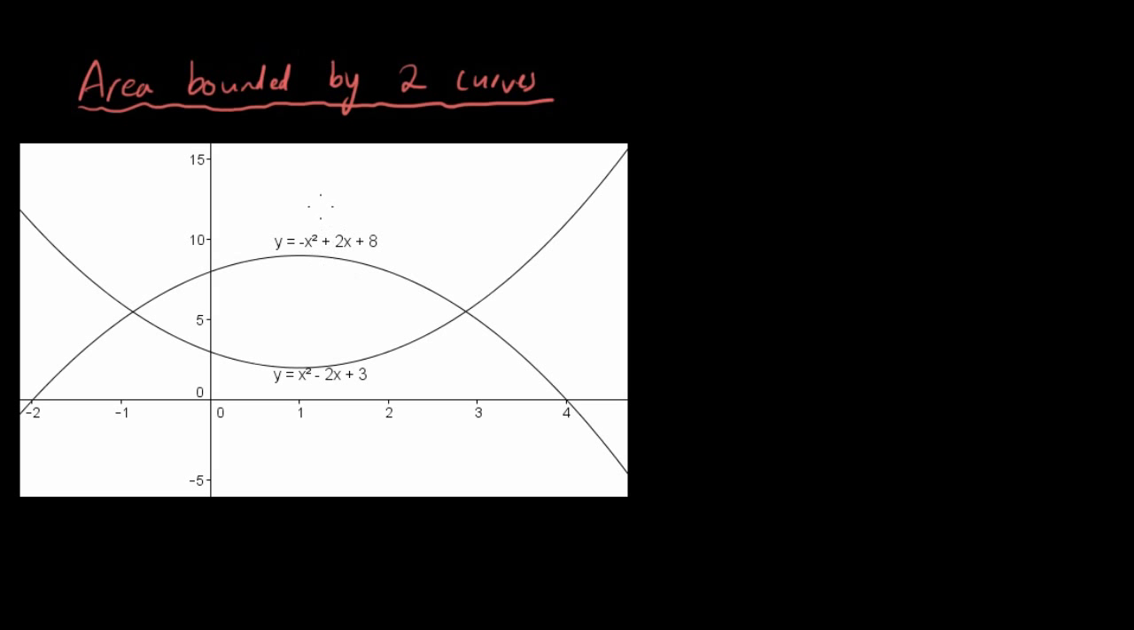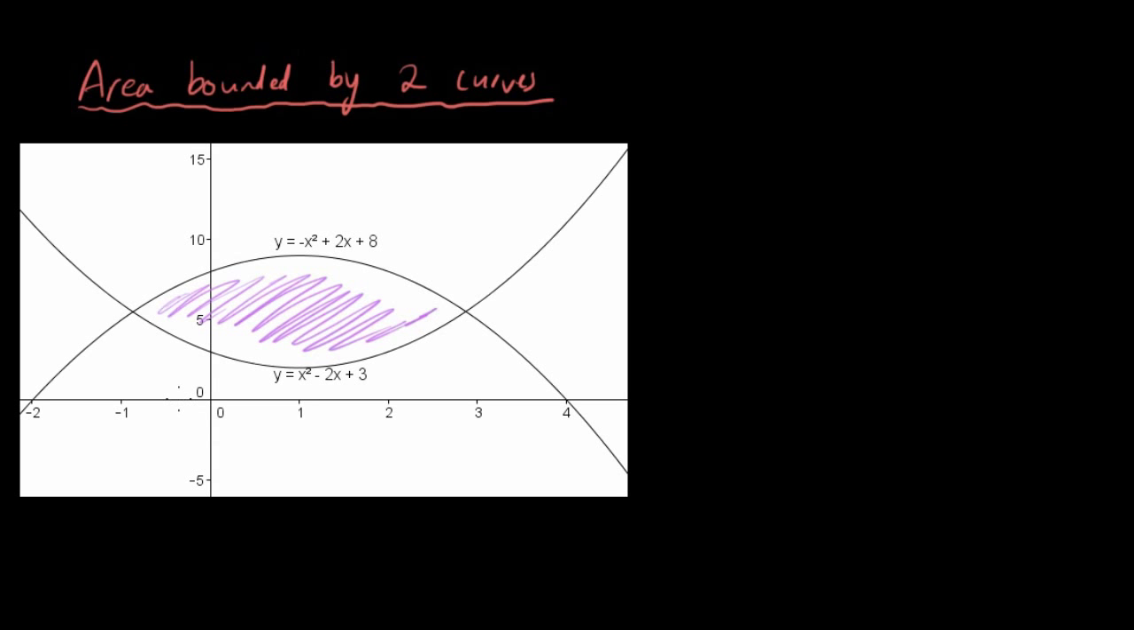Today we want to talk about how to find the area bounded by two curves. You can see here we have two curves, a curve that's upside down with this equation and another curve that's the right way up with this equation, and we want to find the area in between. So we want to find this shaded area here.